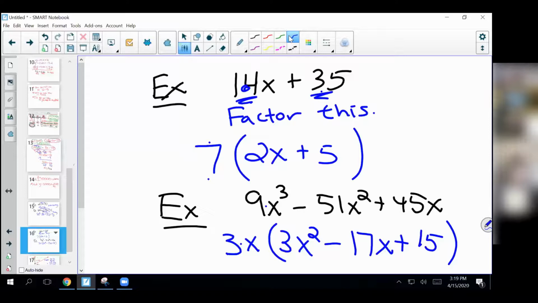factoring. Now, we might want to try to factor this too, this 3x squared minus 17x plus 15. This one actually doesn't factor, so we're done on this problem. But this could factor further by unFOILing.